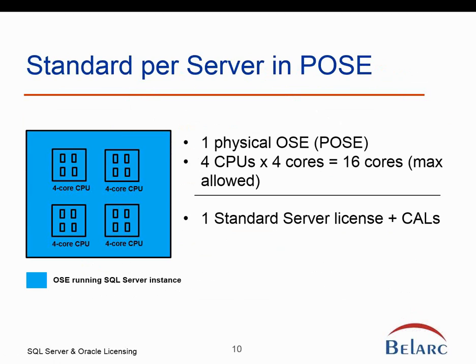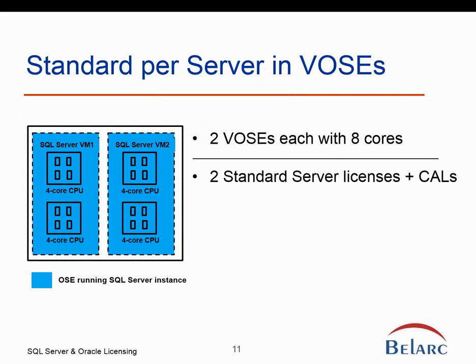So here's an example. This big blue rectangle represents a server, in this case a physical server, and it's got 16 cores in it. And what you need is one server license. So the fact that it has 16 cores is irrelevant for the per server licensing. And then of course you have to get the CALs in addition to the server license.